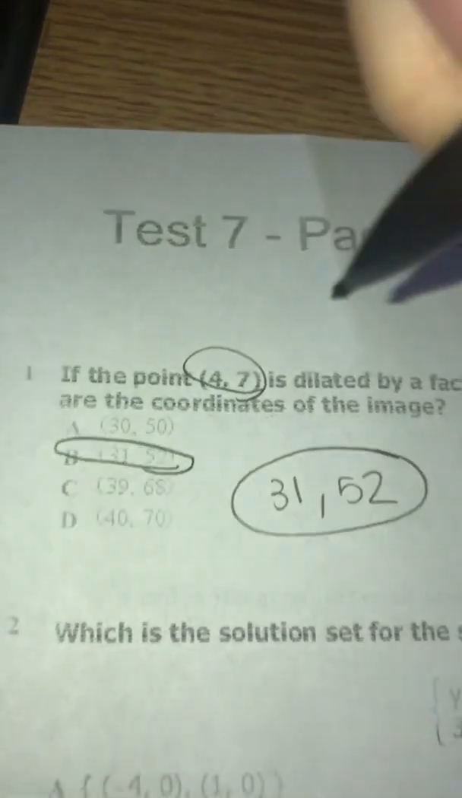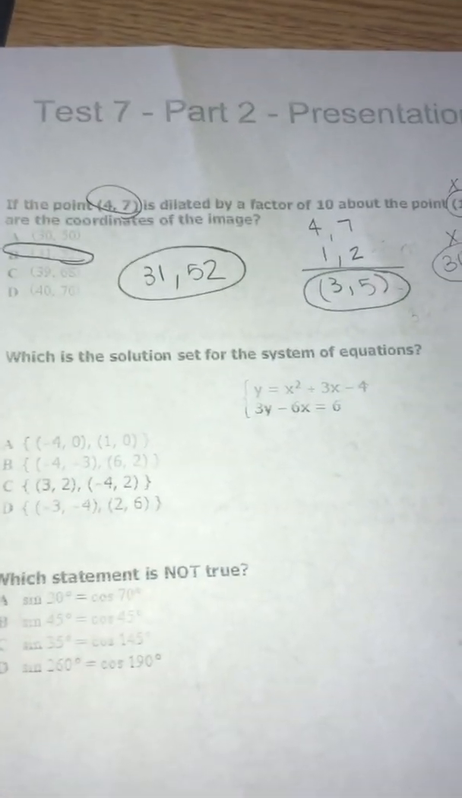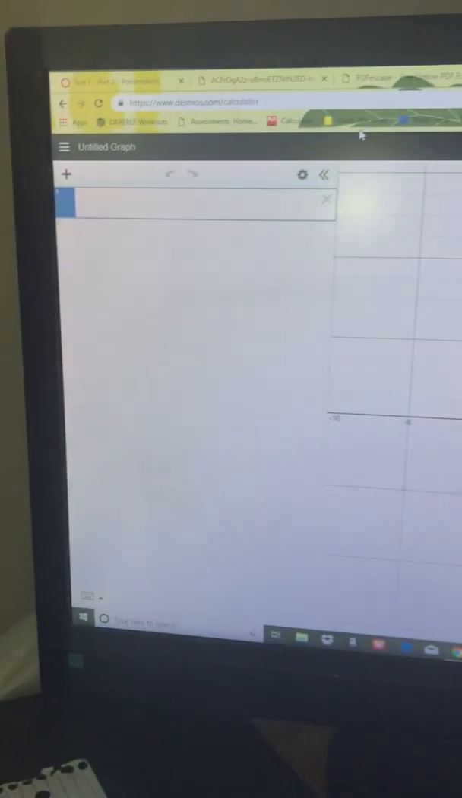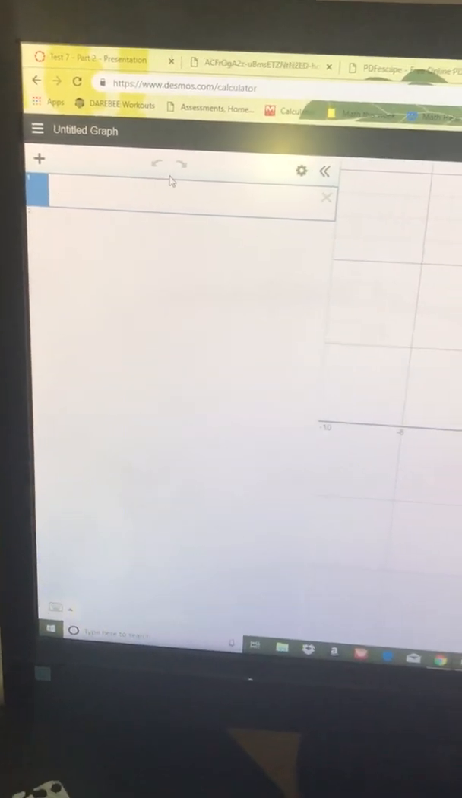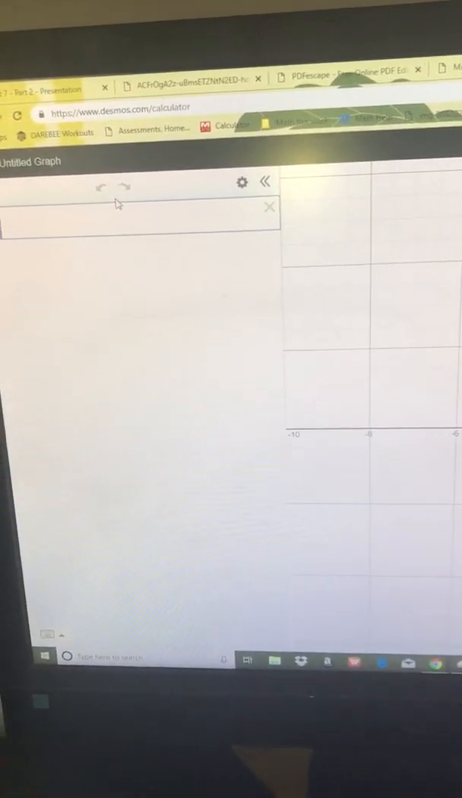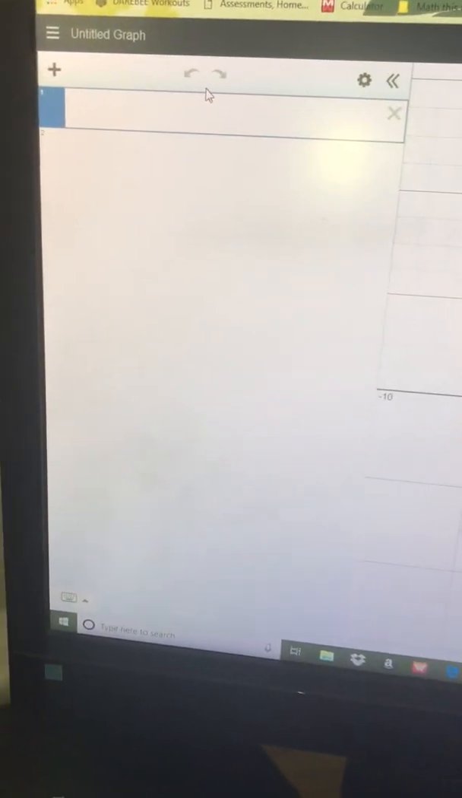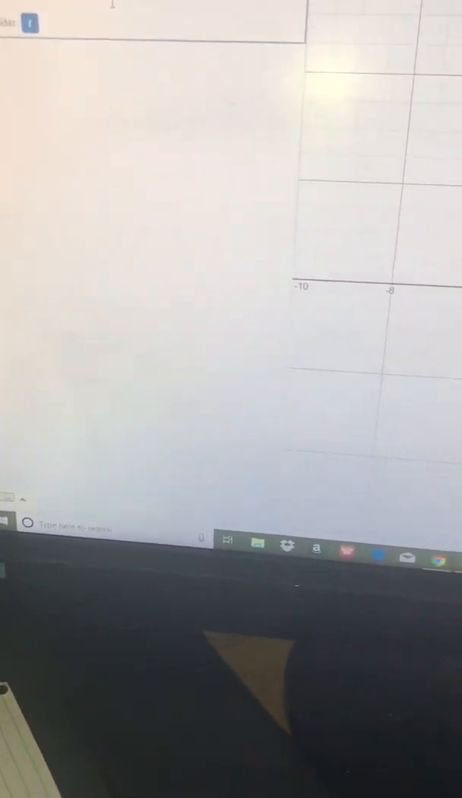Number 2 says, which is the solution set for the system of equations. So we're going to come over here to the graphing calculator and we're going to type that solution in.